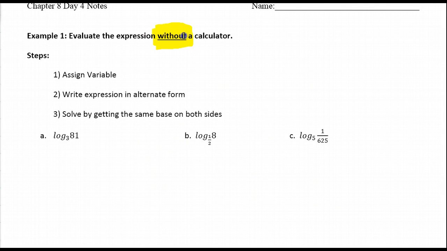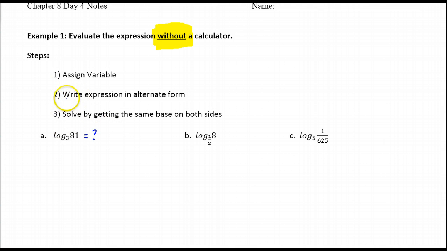This is important because on your test, you're going to be given a non-calculator portion, so you have to know how to do it without one. So there are steps. Assign a variable, write the expression in alternate form, and solve by getting the same base on both sides. So when I say assign variable, I want to evaluate this. I want to know, what does this equal? So your variable can be anything. It could be x, y, z, l, p. I'm going to use a question mark.